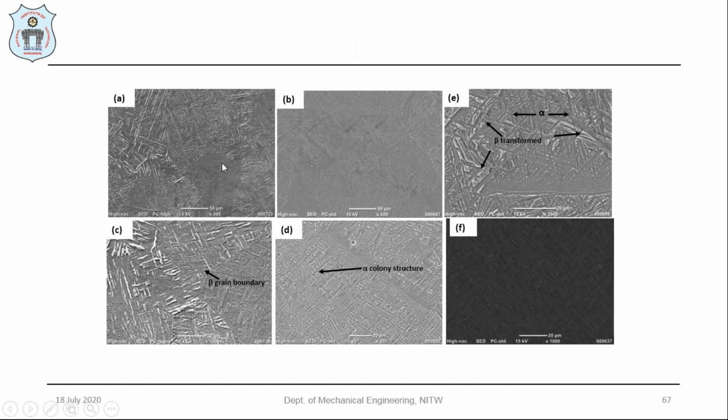This is the alpha as well as the beta, because Ti-6Al-4V is an alpha plus beta alloy. These are the structures we get in the fabricated components: beta grain boundaries and the alpha colony structure, which is very comparable to normal wrought alloys from conventional manufacturing.